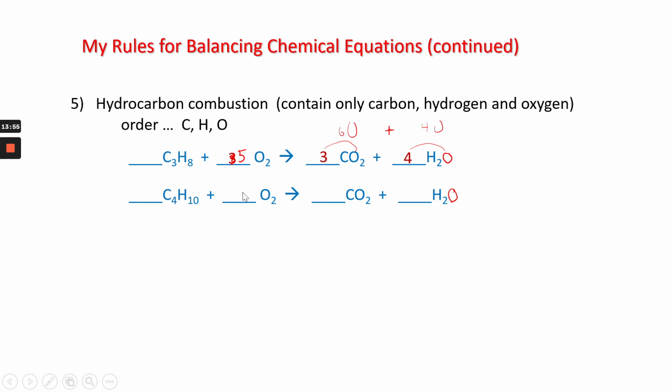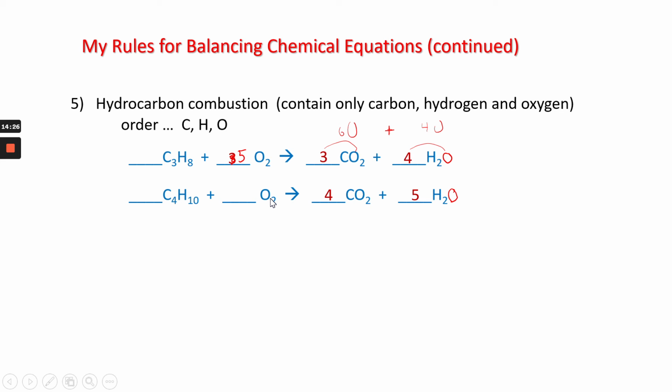So let's do carbon first. 4 carbons, I need a coefficient 4 right here. I now go to hydrogen. 10 hydrogens, I need to put a 5 times 2 makes 10. Now deal with oxygen. On the product side, I have 8 oxygen here, plus 5 is 13 oxygens. And I need, this is a 2.